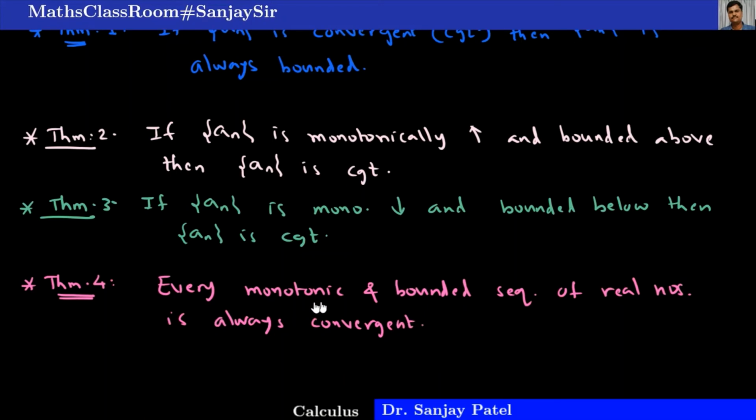Means a sequence is monotonic, so it is either increasing or decreasing. Suppose it is increasing, and we are also given that it is a bounded sequence, means it has both an upper bound as well as a lower bound. So it is bounded below as well as bounded above. If a sequence is bounded, then if it is increasing, it is convergent, or if decreasing, it is also convergent. So this theorem follows from theorem 2 and theorem 3, where the condition is that it should be a bounded sequence. This is also a very, very useful theorem, which we are going to apply at many places in the discussion of convergence and divergence of series.